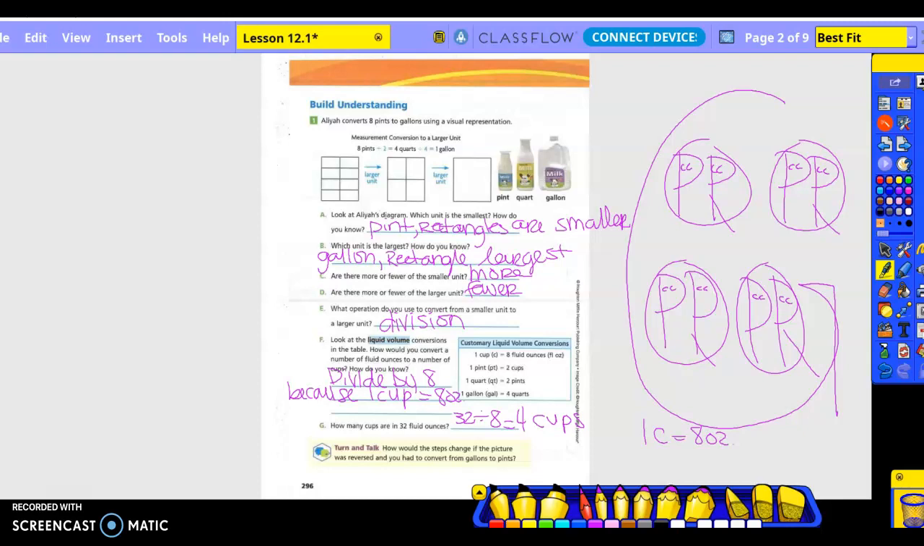Just to reiterate, if you go from a smaller unit to a larger unit, you're going to divide. If you go from a larger unit to a smaller unit, you are going to multiply. Because if you go larger and you want a whole bunch more little pieces, you need a bigger number, so you multiply. If you have smaller pieces and you want to combine them to get bigger pieces, then you divide.